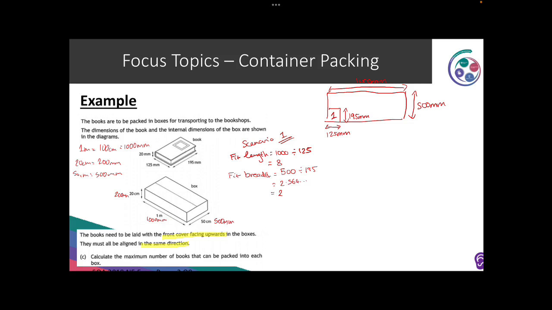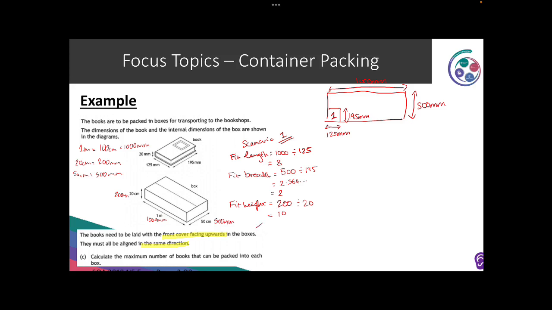And then I want to think about how many layers of those books I'm going to have. So I know that I'm going to have 8 books going along the way and 2 rows of them. And then I'm going to figure out how many would fit height-wise. So how many could I stack on top of each other to find out the number of layers? So I've got a height of the box of 200 millimeters and the books are all 20 millimeters. So that means I'm going to be able to stack 10 books on top of each other. So there's going to be 10 layers of the 8 rows of 2, or the 2 rows of 8.